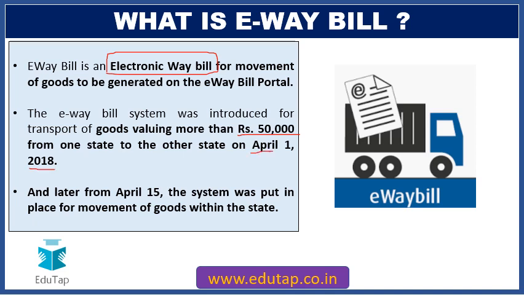So GST came into being from 1st July 2017, but the E-Way bill system was introduced later in April 2018, and initially it was only for the movement of goods from one state to another, but then again from April 15 the system was put in place for movement of goods within the state also. So from April 15 E-Way bill is required even if you are moving goods within the state. So now E-Way bill is mandatory if the value of the goods exceeds rupees 50,000, whether you are moving them outside the state or within the state.